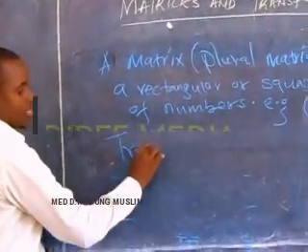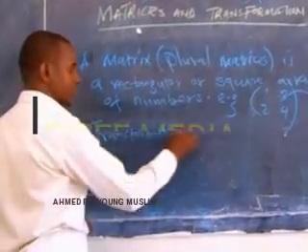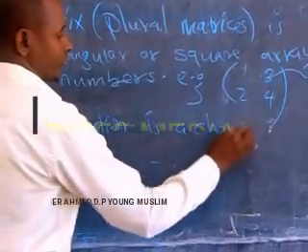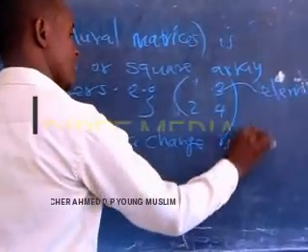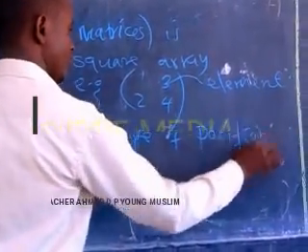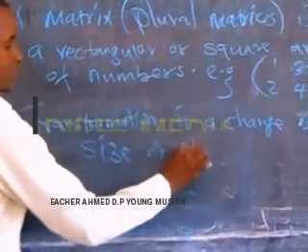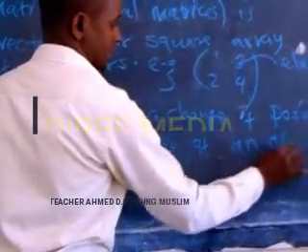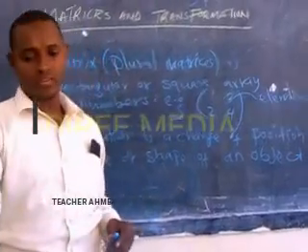Transformation is a change. Transformation is a change of position, size, or shape of an object. That is the definition of a transformation as we learned earlier in Form 2.